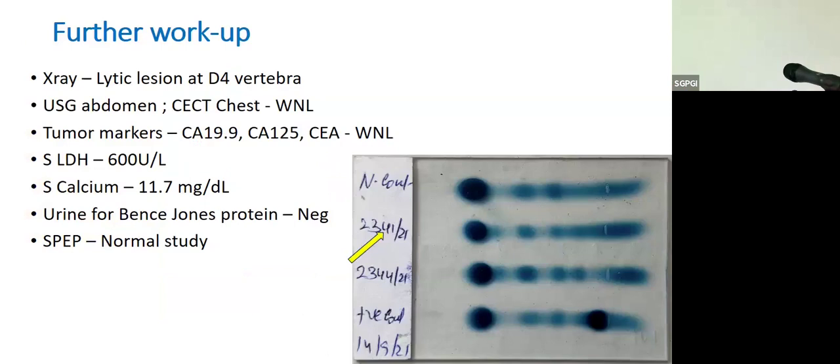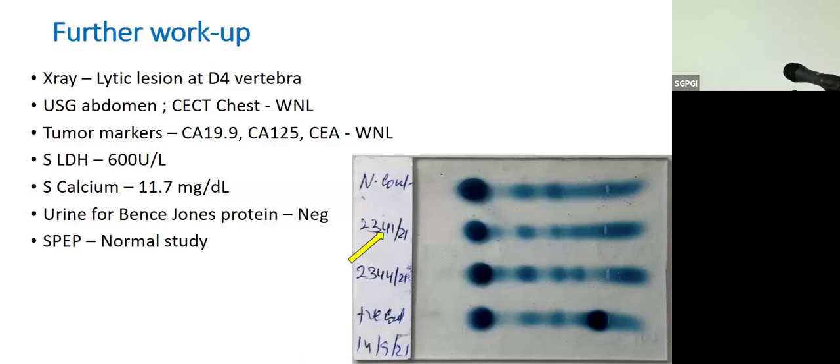We checked the adnexa, whether something is arising from the ovary. Nothing there. Tumor markers were also done, no help. Serum LDH was raised. There was raised serum calcium. Hypercalcemia, lytic lesion on X-ray, and if you remember renal failure, CRAB symptoms. Okay, so CRAB symptoms are it. Next, what to do? Urine for Bence-Jones protein, basic test, negative.